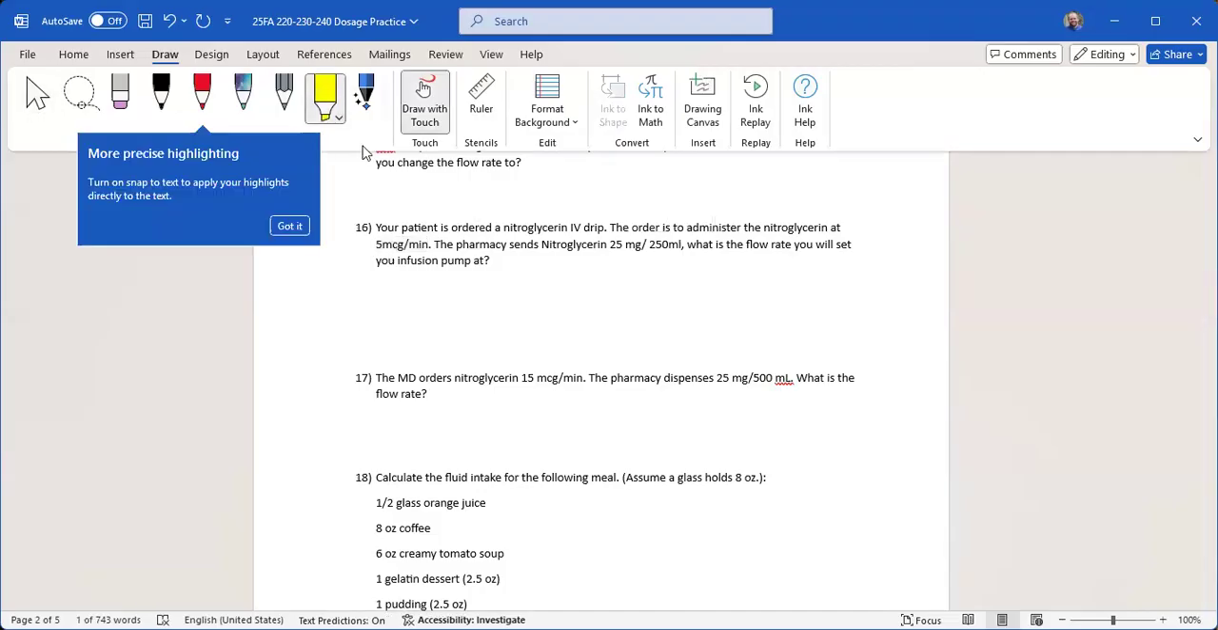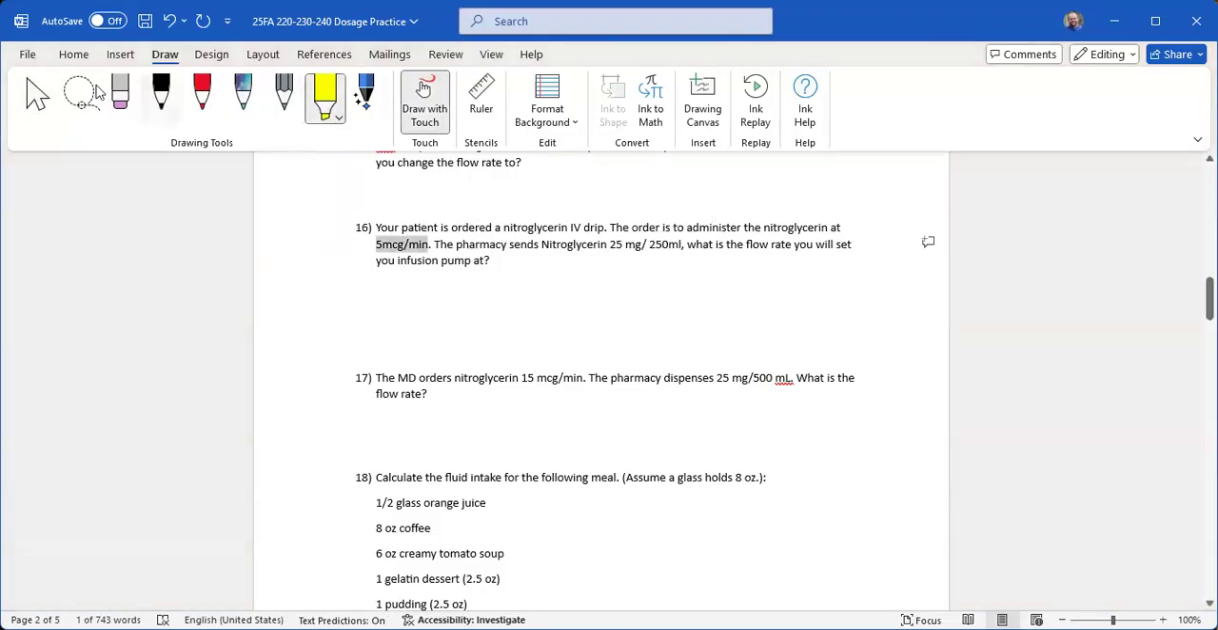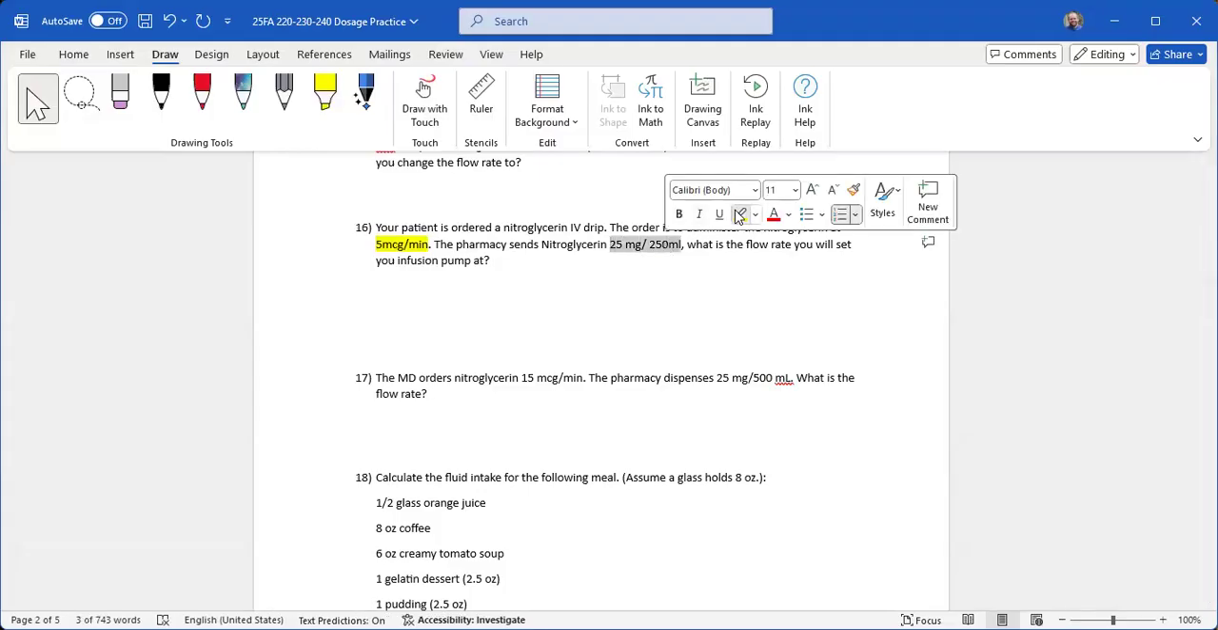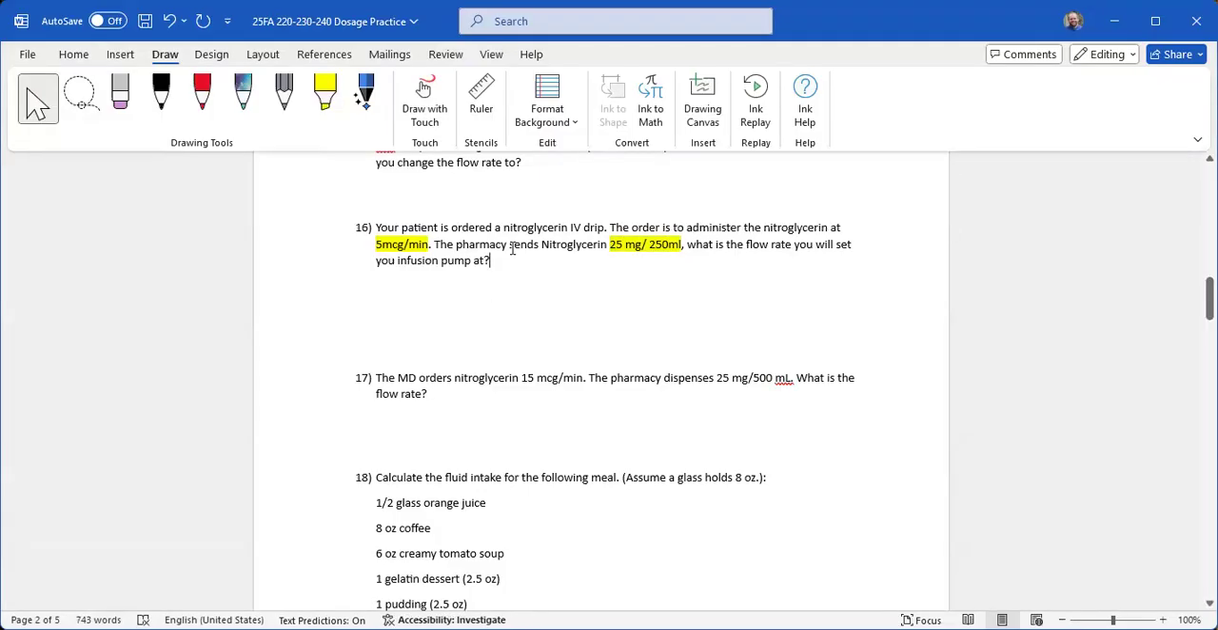So we're just going to highlight that. And we have available 25 milligrams in 250 ml. And it just wants to know what we're going to set the infusion rate. So again, the difference here is instead of it being units, now it's micrograms.